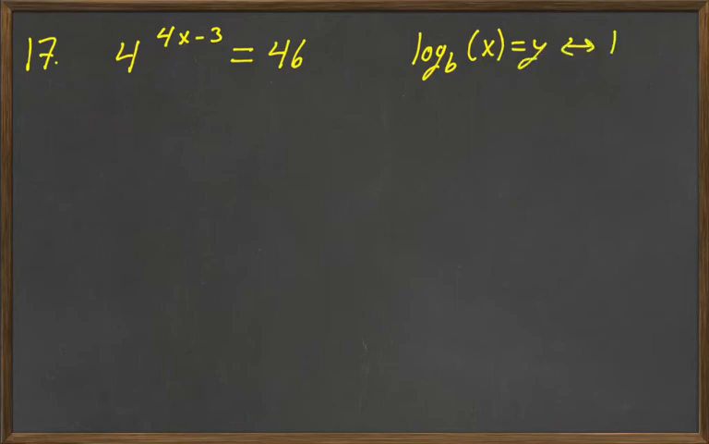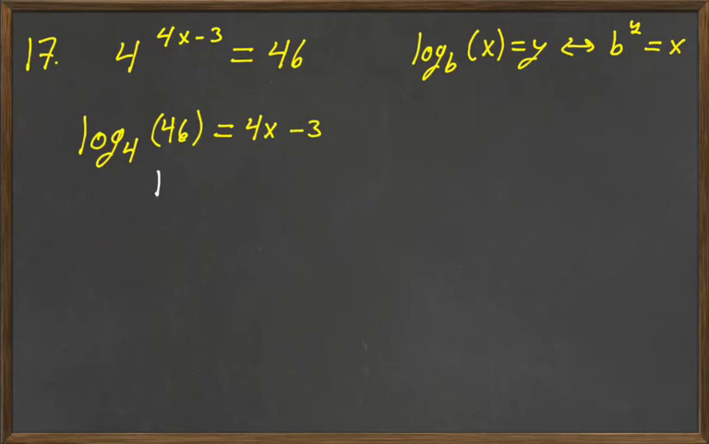Number 17, we have 4 to the 4x minus 3 is equal to 46. Again, we can't get a common base here. The exponential is already isolated, so we can go ahead and rewrite log base b of x is equal to y as b to the y power is equal to x. So we have log base 4 of 46, and that's going to be equal to the exponent of 4x minus 3.